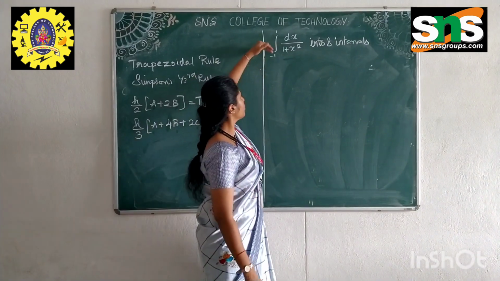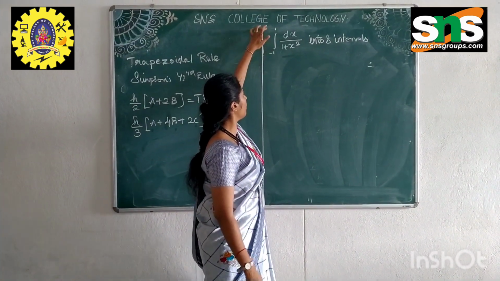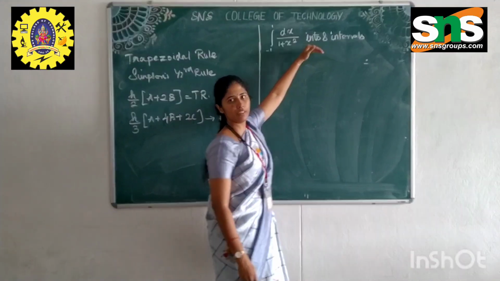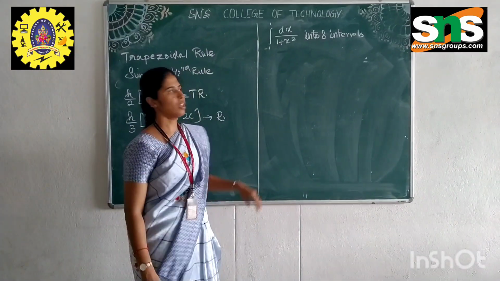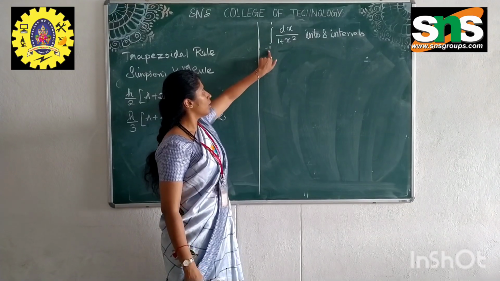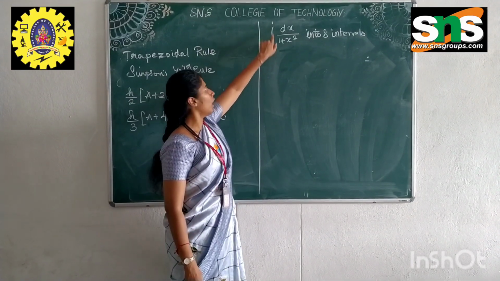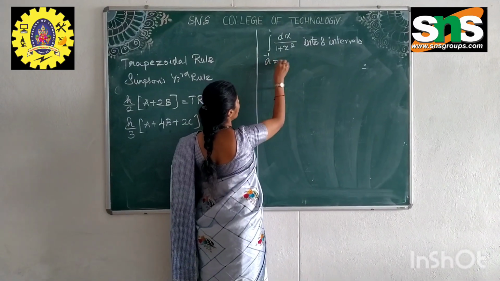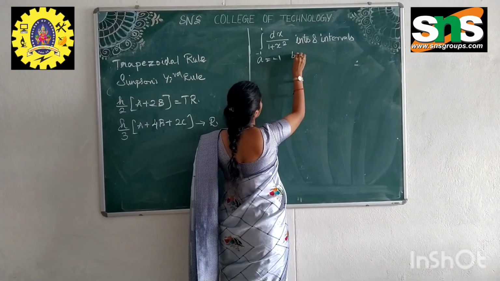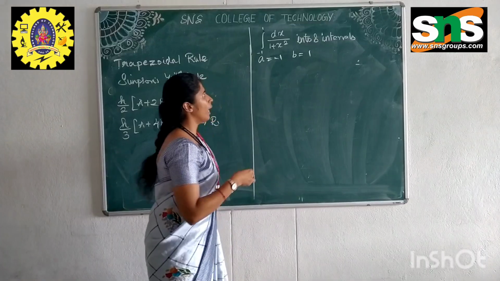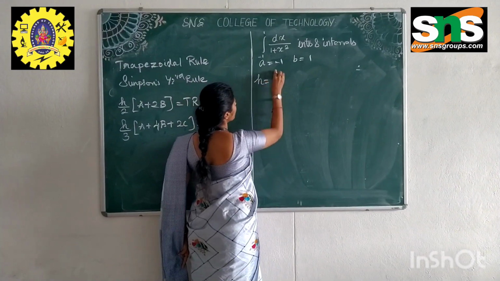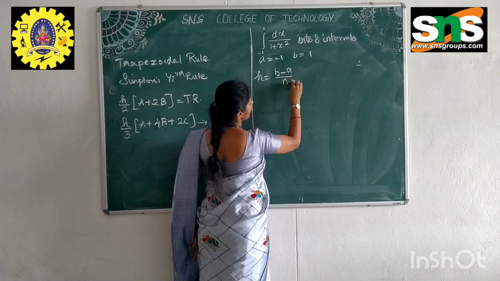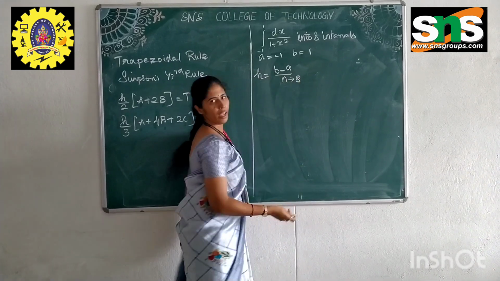Here we are going to see a problem: integral from minus 1 to plus 1 of dx divided by 1 plus x square, and we are going to split this interval into 8 halves. The lower limit is minus 1 and the upper limit is plus 1. We consider minus 1 as a and plus 1 as b. To calculate h we use the formula h is equal to (b minus a) divided by n, where n is the number of intervals, which is 8.